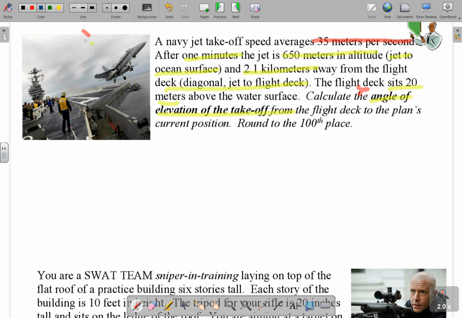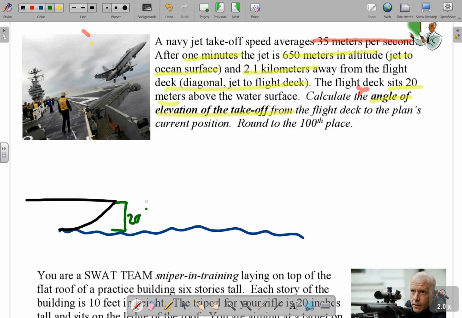So you should have established your water line. That's the first thing. You have your flight deck. That flight deck is 20 meters above the water. The plane takes off like this, and after 1 minute, it is 2.1 kilometers away. Notice you have a discrepancy in units. So the 2.1 kilometers, we're going to translate to 2,100 meters.